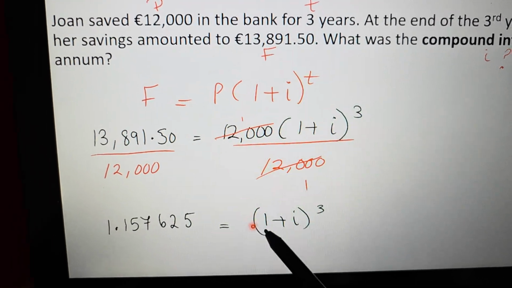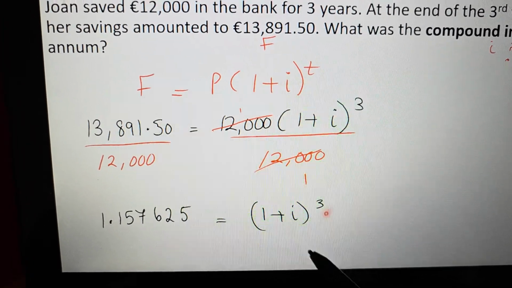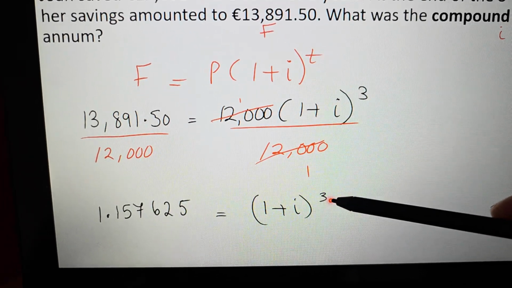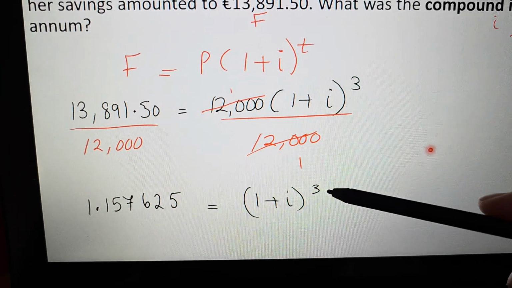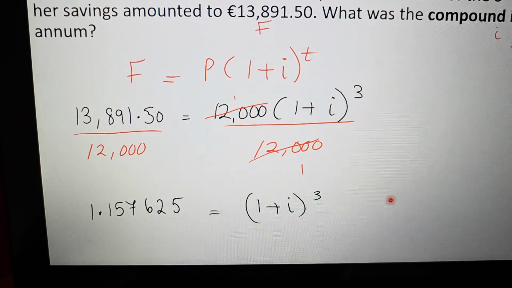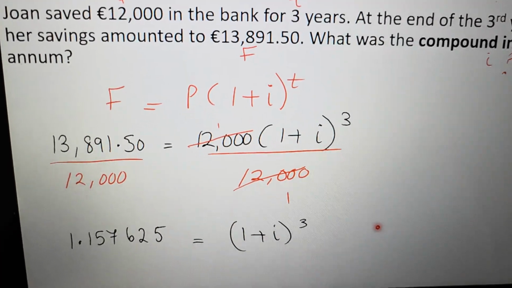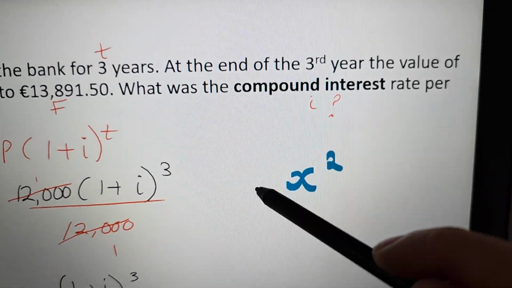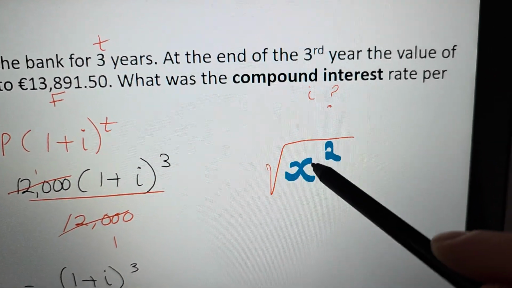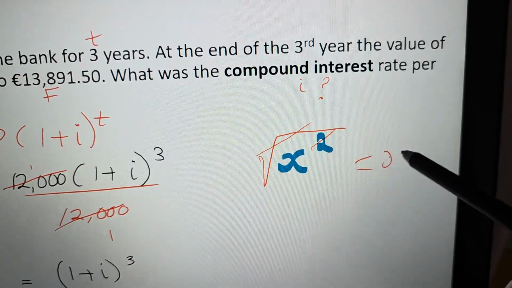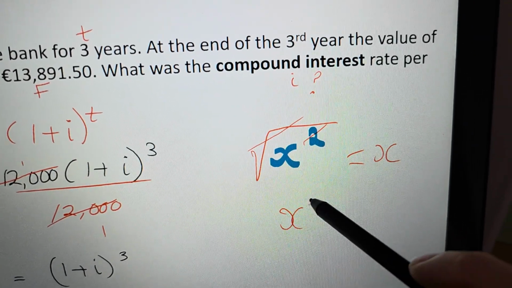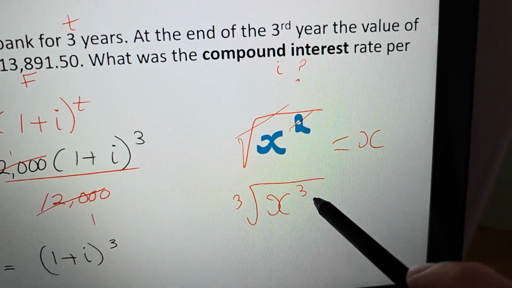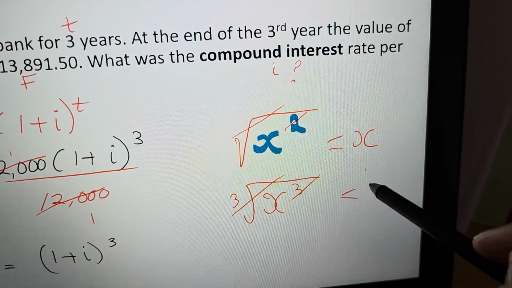I is trapped inside the bracket, and the bracket is being put to the power of 3. So we need to get the bracket without a power of 3. So I need to undo a power of 3. The opposite action of cubing something would be to get the cube root of it. That's like saying the opposite action of squaring something is the square root. Just for example, if I have x squared, if I square root it, a square root cancels out a square, and you'd actually just be left with x. So if I had x cubed, the opposite action of cubing something is to cube root it. A cube root cancels out a cube, and you would just be left with x.